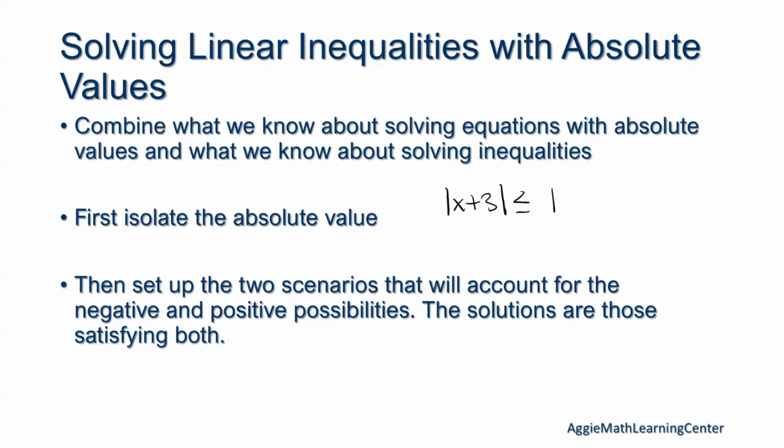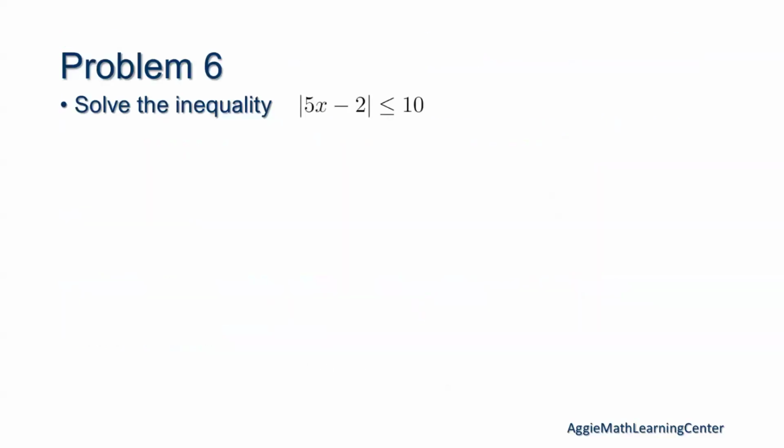So for this example here, since it's less than 1, that means that if we drop those absolute values, -1 is going to be less than or equal to x plus 3, less than or equal to 1. So those are equivalent expressions. You feel good about that? Okay, sweet.